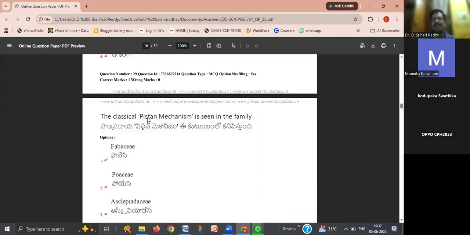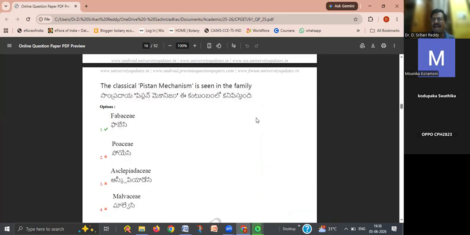Next, the classical piston mechanism is seen in the family. So in the taxonomy in different families, there are different kinds of pollination mechanisms. Pollination mechanism. That means how the pollination occurs. There are different kinds of mechanisms. With the help of the insects, insect pollination, entomophily; with the help of the air, wind, it is called anemophily, like that. But there are some mechanisms which help the pollination to occur. For example, piston mechanism occurs in Fabaceae.